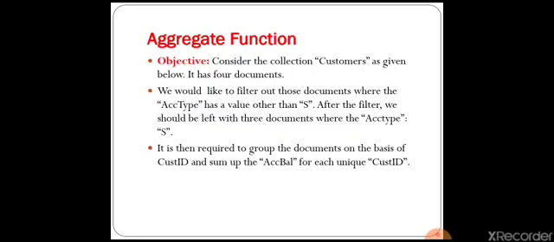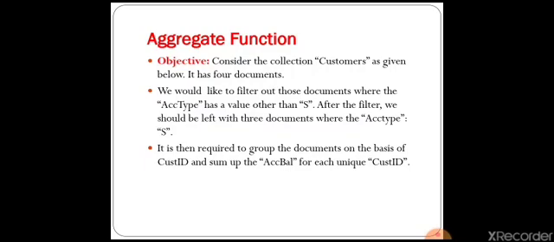Now let us see the example. Consider the collection of customers as given below. It has 4 documents. Our task is to filter out those documents where the account type has a value other than S. After the filter, we should be left with 3 documents where the account type is S. It is then required to group the documents on the basis of customer ID and sum the account balance for each unique customer ID.